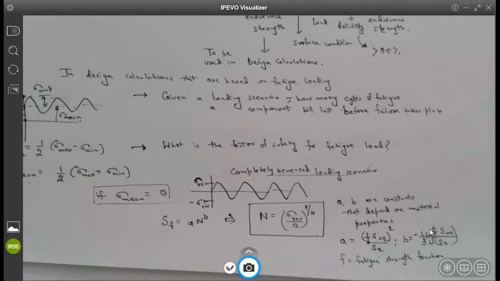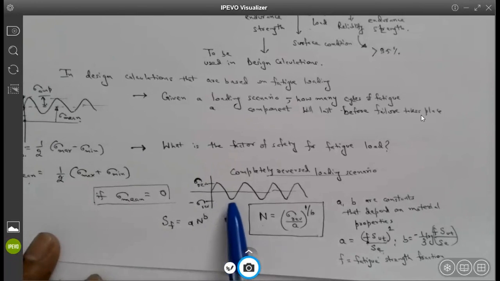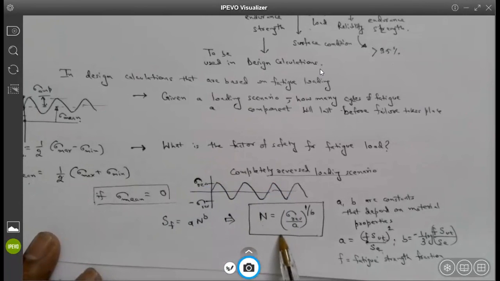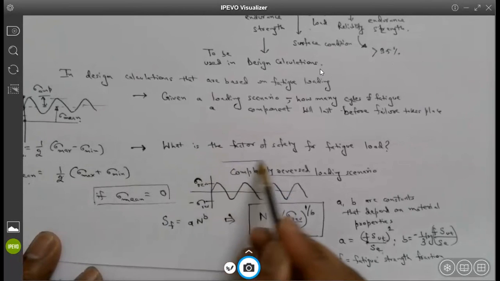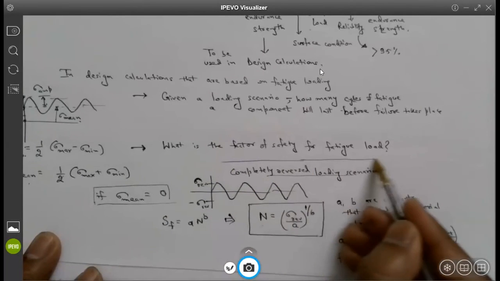Basically says what does sigma reversible mean? So I just discussed it, that it is nothing but the stress that happens for the completely reverse loading scenario. That is what sigma reversible is. So that is the only catch here, that this formula, this is a very powerful formula, but this only and only works if you have this situation, completely reverse loading scenario.